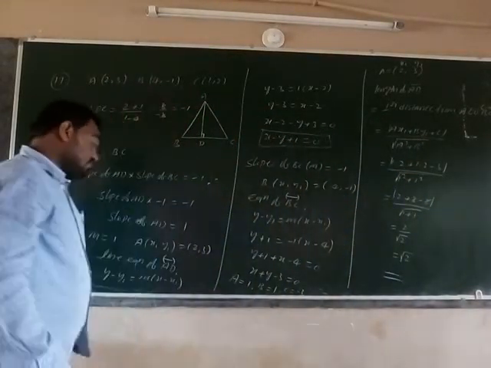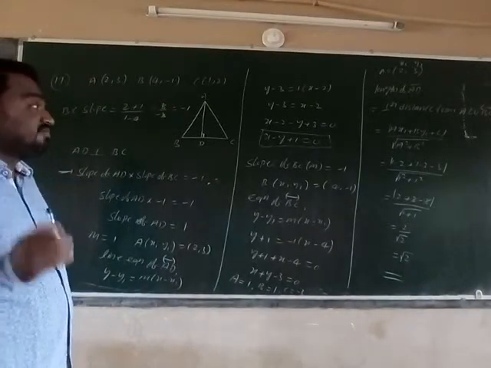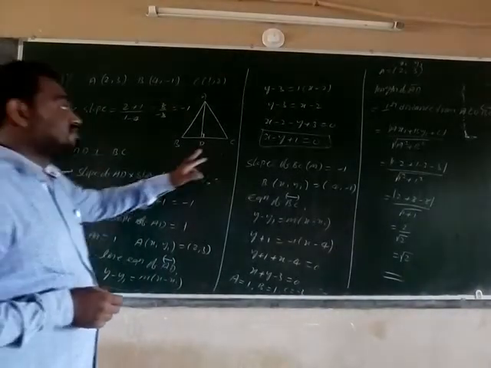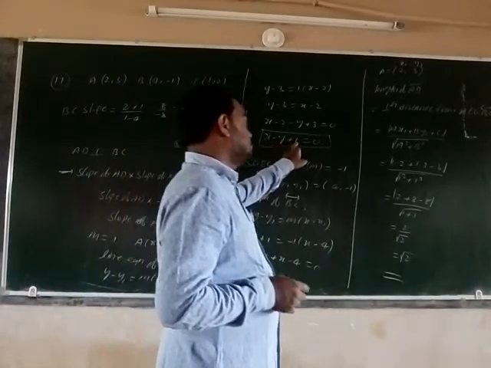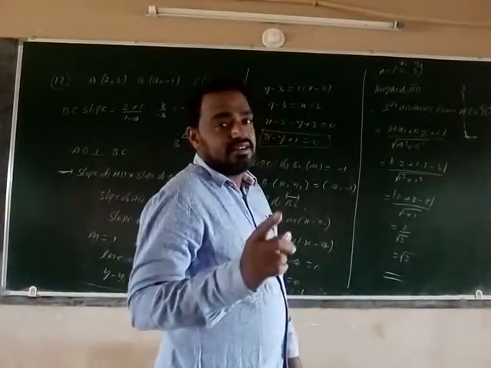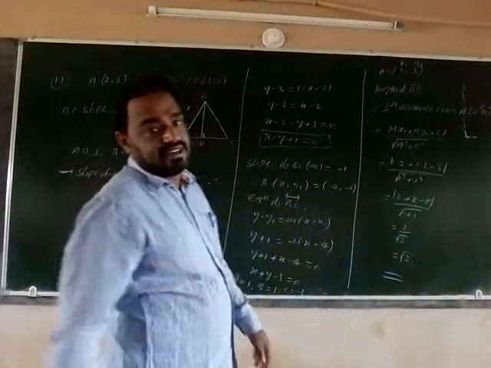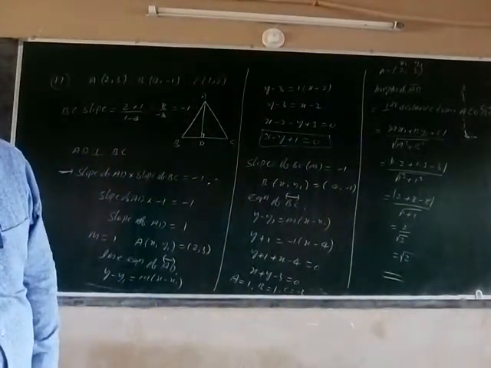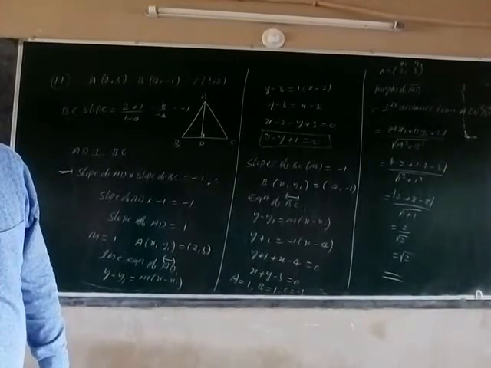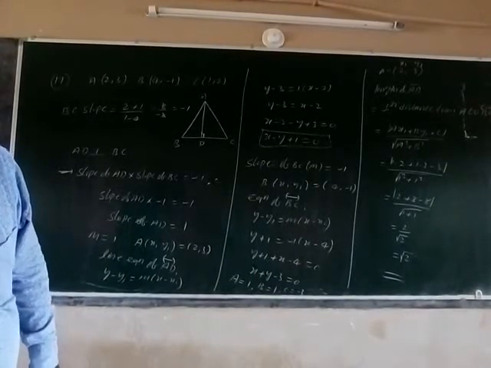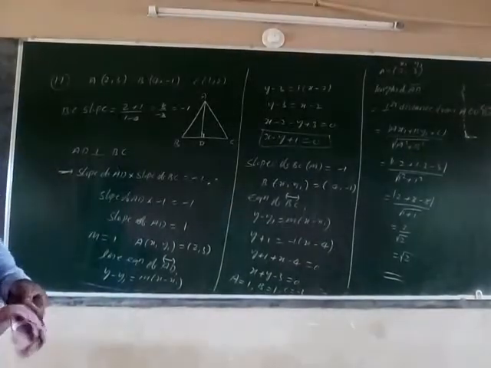Now, what are they asking? The equation of AD. What is the equation of AD? x minus y plus 1 equal to 0. Length of altitude is root 2. This is the solution. Next, the last question in this exercise in the chapter, the 18th one.